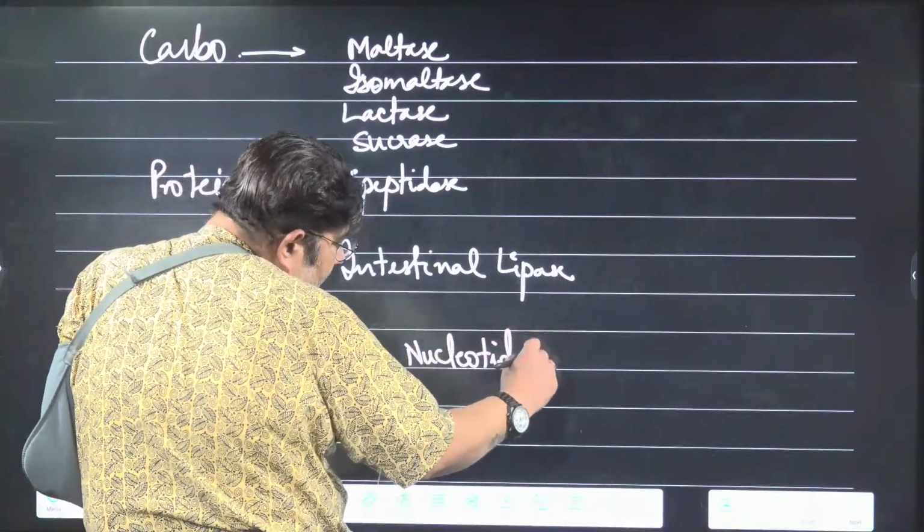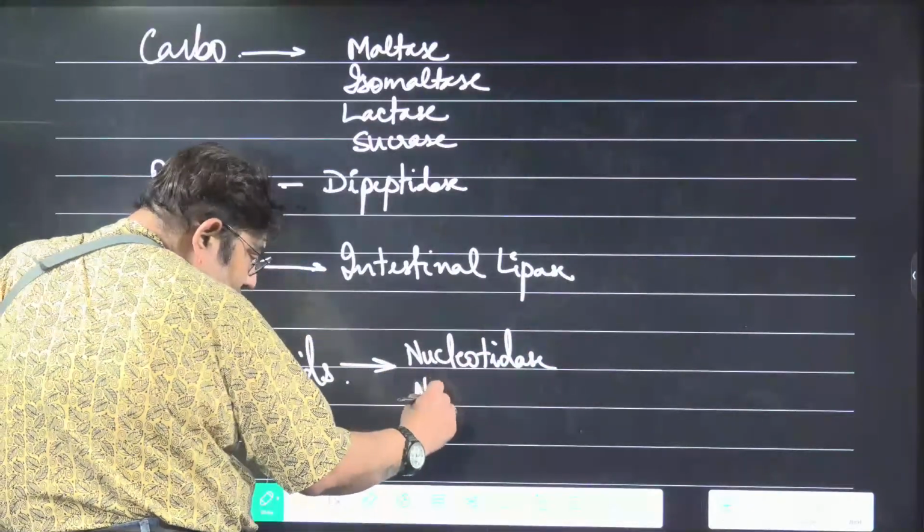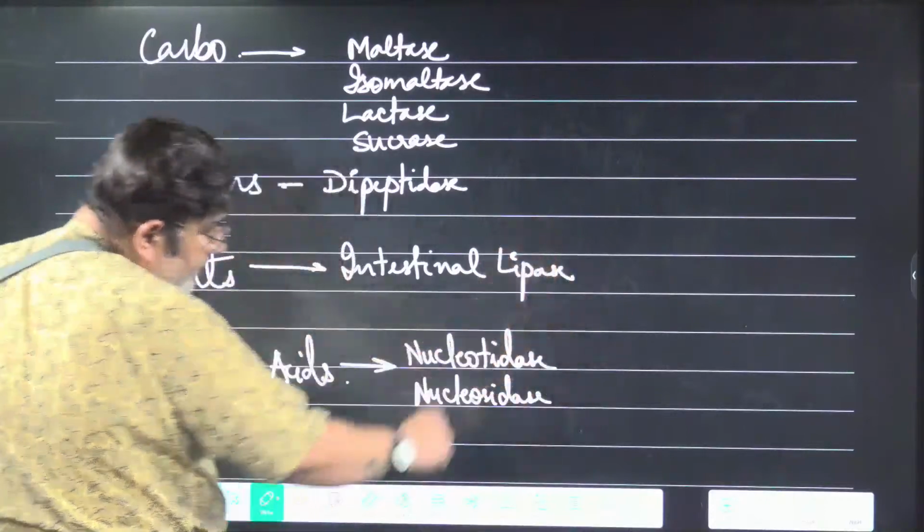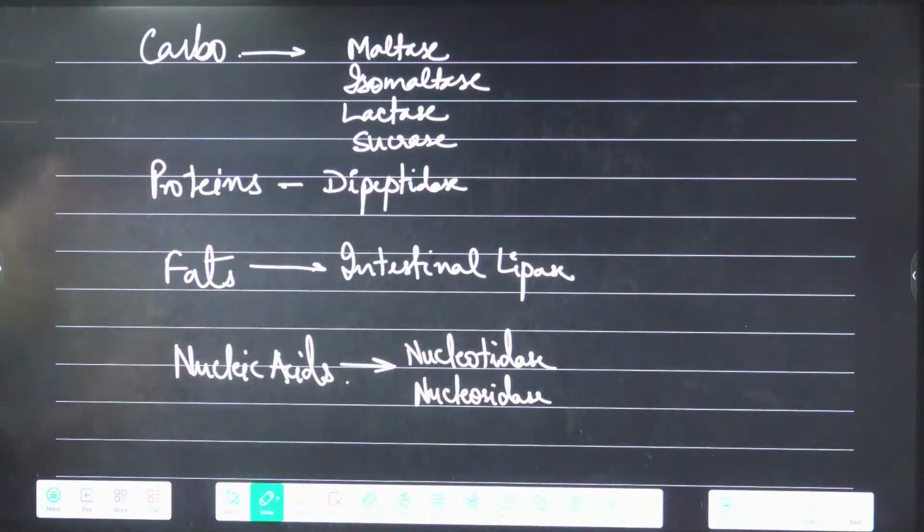And for nucleic acids, we have got nucleotidase, and then another one, nucleosidase. So after the digestion of DNA and RNA, we get nucleotides. For digesting nucleotides, we have nucleotidase. For digesting nucleosides, we have nucleosidase. These are the enzymes for each group.